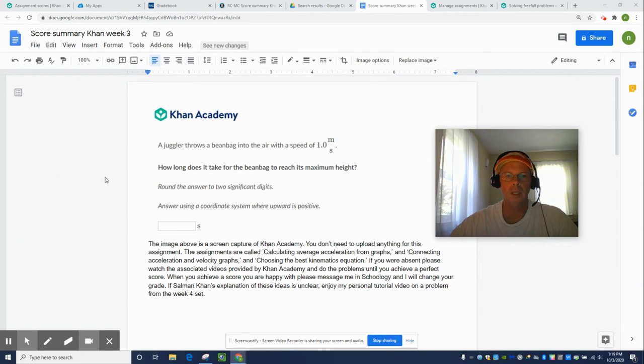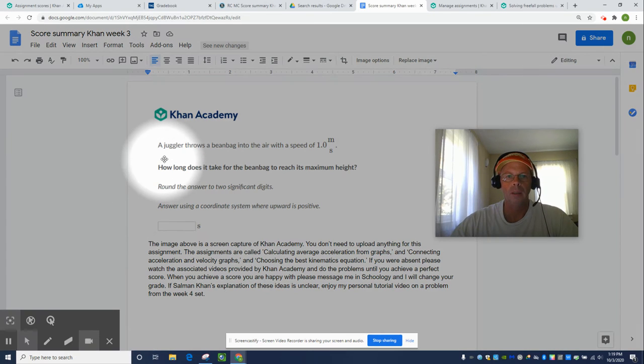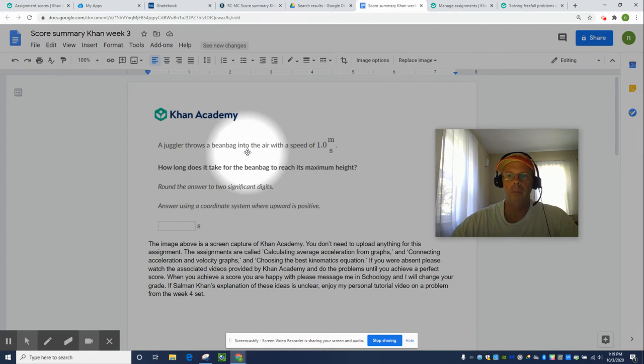I'd like to do a Khan Academy problem based on a vertically launched projectile. We are juggling a beanbag, and we launch the beanbag with a vertical velocity of 1 meter per second. How long does it take for the beanbag to reach its maximum height? Round the answer to two significant figures.